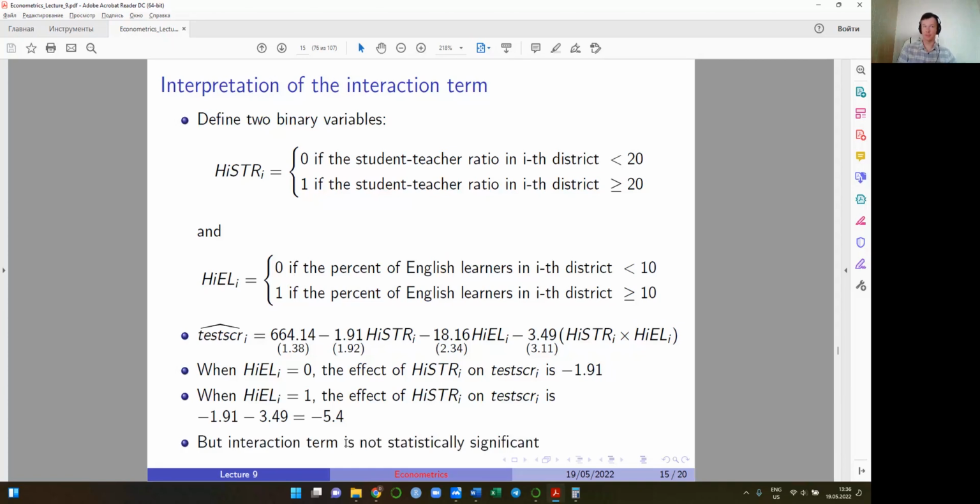But the problem is that the interaction term is not statistically significant, and in principle, we cannot claim that there is such nonlinearity and such heterogeneity. So this term is statistically not significant, and we reject the hypothesis of such nonlinearity. But as I said, if this coefficient were statistically significant, then this claim would be valid.